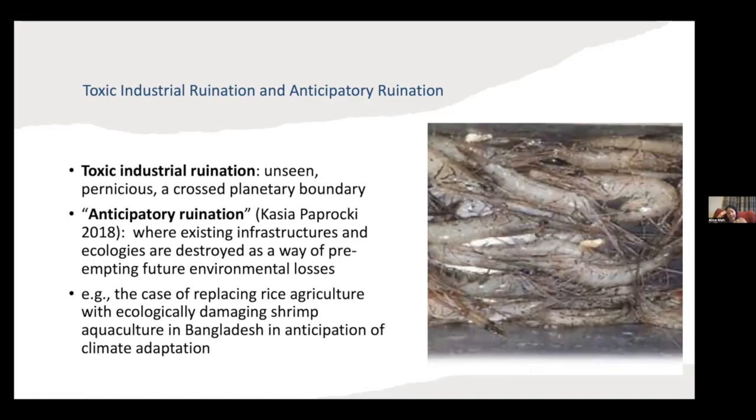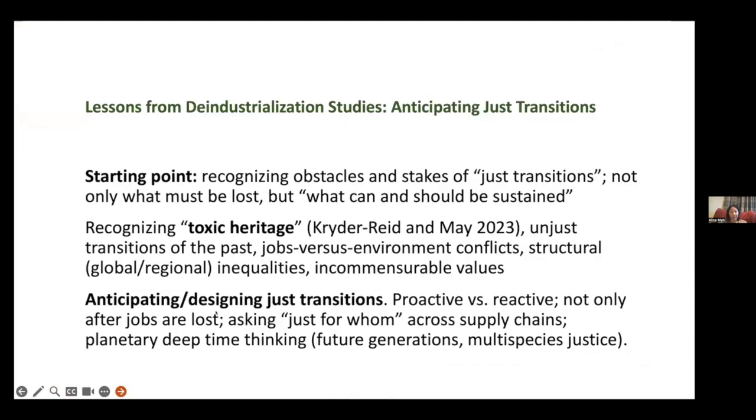One of the more negative is proposed by Cassia Paprocki in their work on Bangladesh, where they talk about anticipatory ruination, where in anticipation of climate adaptation, some governments or economies are actually investing in very destructive kinds of ecological practices. In this case, they talk about how shrimp aquaculture is promoted instead of rice agriculture, with the idea that it would be more ecologically friendly, but it's actually absolutely devastating. So you really have to be careful about how we plan for these transitions.